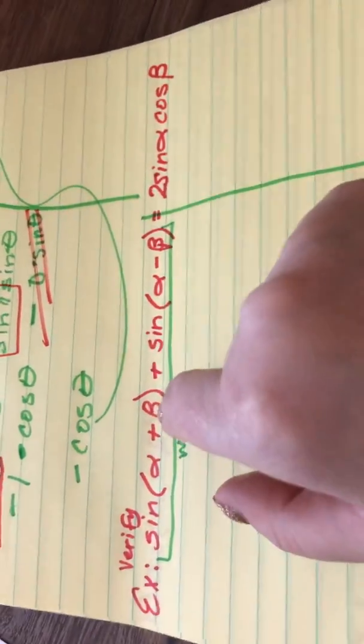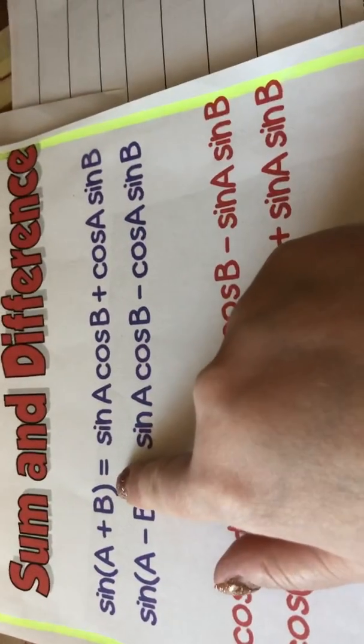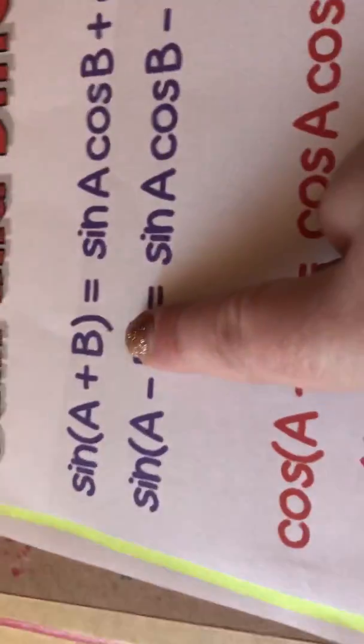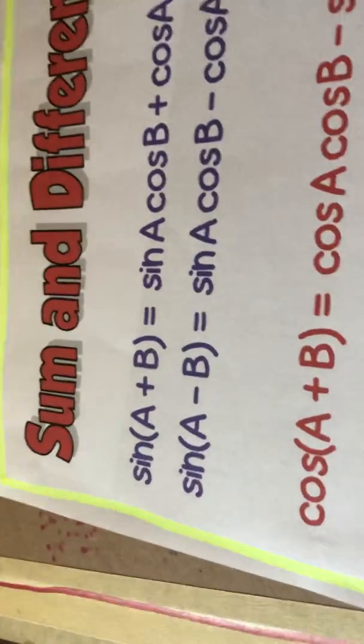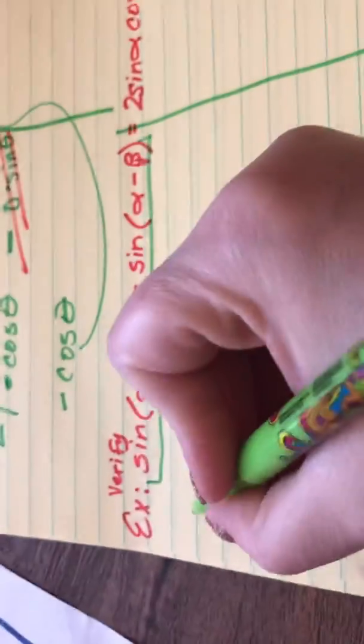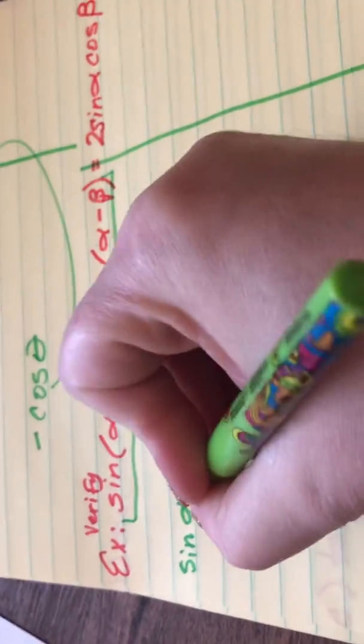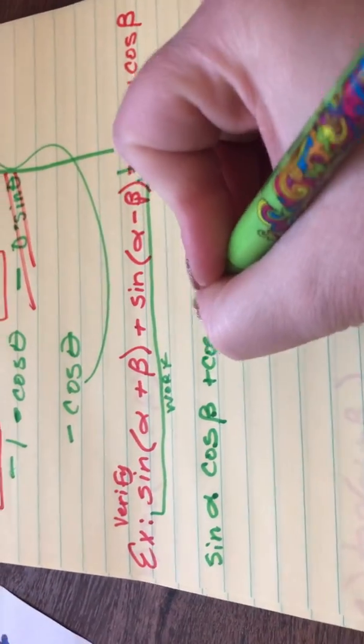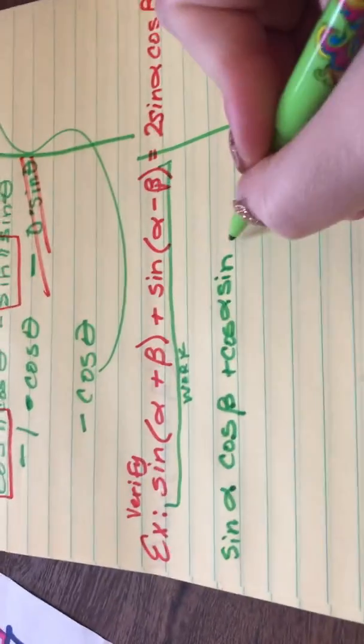Sine something plus something. Sine cosine plus cosine sine. Good. And instead of A, we're going to use alpha. Instead of B, we're going to use beta. Or if you just want to use A and B, that's cool because they basically mean the same thing. So anyway, sine cosine plus cosine sine. Let's see here. Sine alpha cosine beta plus cosine alpha sine beta.